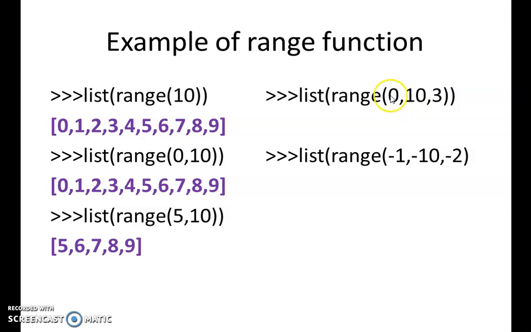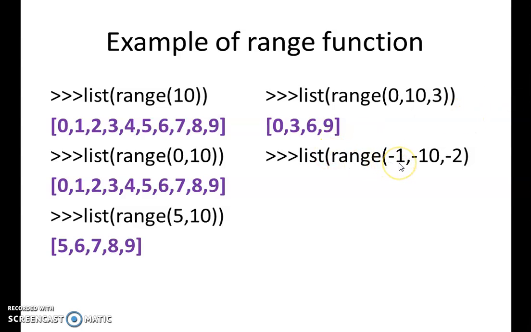Here we have passed 3 value inside range function. So it will start from 0, it will go up to 10 and step value is 3. So here difference is 3. So starting from 0 and with difference of 3, it will go till 10. So output will be 0 plus 3 is 3, 3 plus 3 is 6, 6 plus 3 is 9. So it will print 0, 3, 6, 9.